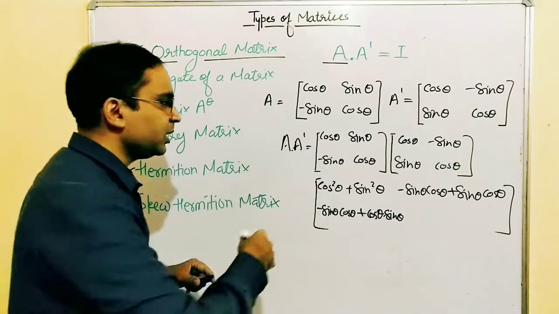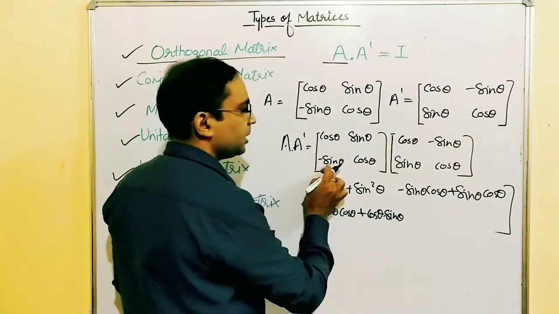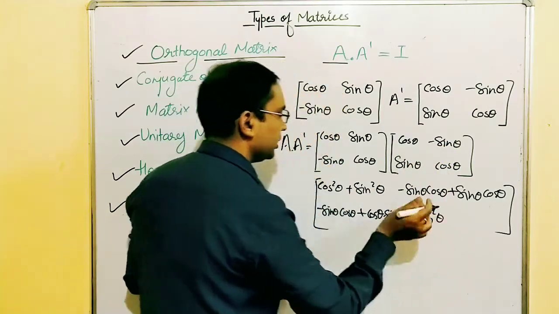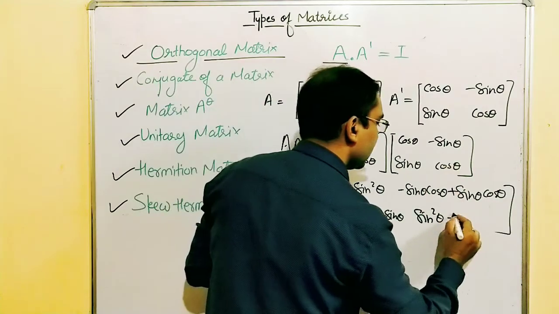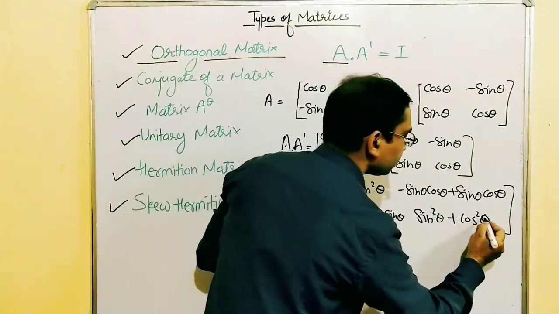To obtain the next element, we'll multiply the second row with the second column. So now we have minus sin theta into minus sin theta, that is sin square theta, plus cos theta into cos theta, this is cos square theta. So this is the product.